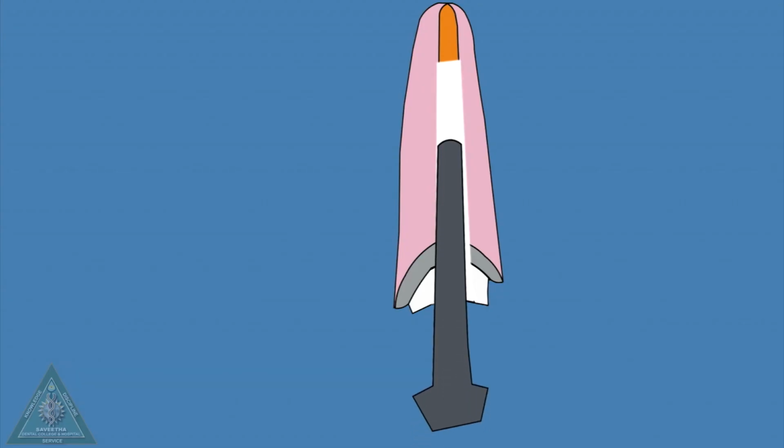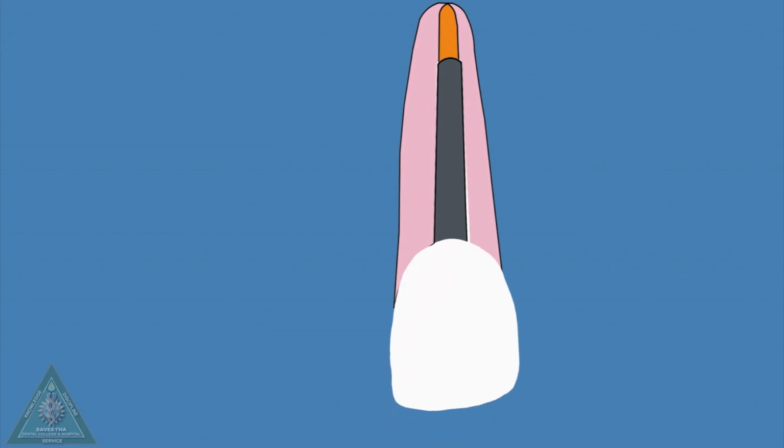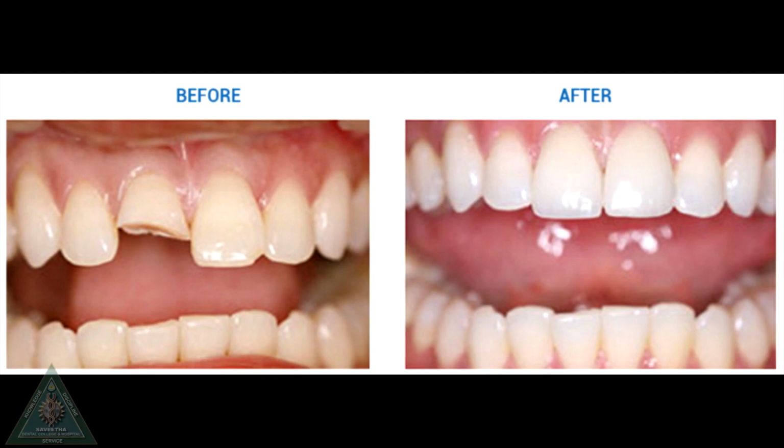After placement of the post, tooth preparation is done, impressions are made, and full veneer crown is fabricated and luted onto the tooth to restore the aesthetics and function of the tooth.